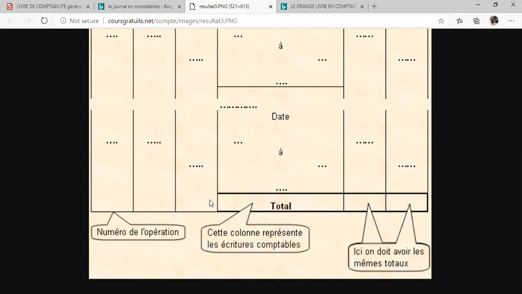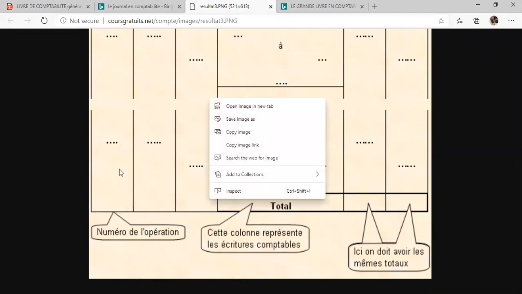I think I have an example for you too. Okay. So now to sum up how we draw the journal, we have totals. We have a total for this column.